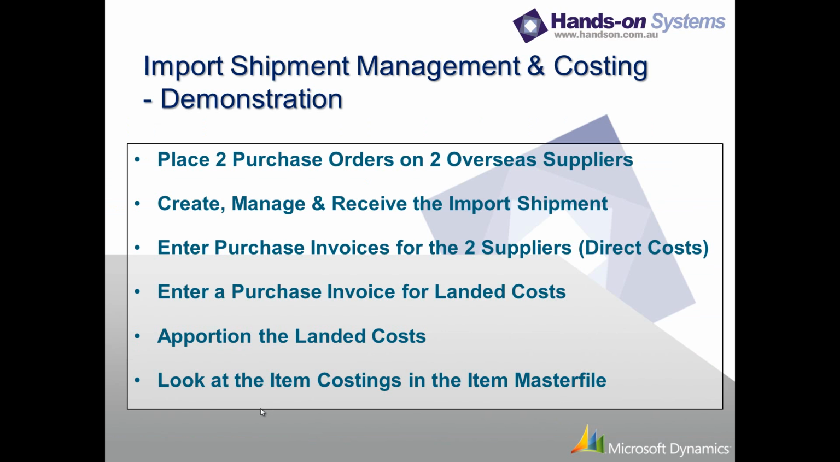So what we just did there was that we placed those two purchase orders onto overseas suppliers. We created that import shipment, and all the information about that import shipment we put onto one particular form. Then we managed that shipment, then we received that shipment into stock. At a later date, we entered purchase invoices for those two suppliers to reflect the direct costs of those line items that we brought in on that import shipment. Then we entered a purchase invoice for those landed costs. We apportioned those landed costs, and then we looked at those item costings to see how that final cost was built up from both direct costs and those landed costs.